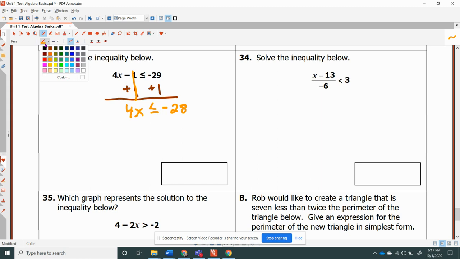Now we need to divide. We're not dividing by a negative number, so we don't have to worry about flipping the inequality sign. But we are going to divide by a positive 4, which gives us x is less than or equal to negative 7.